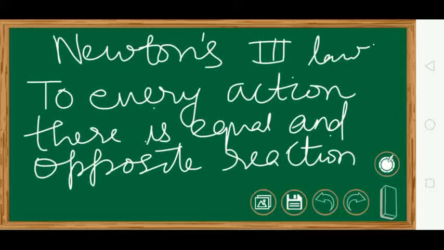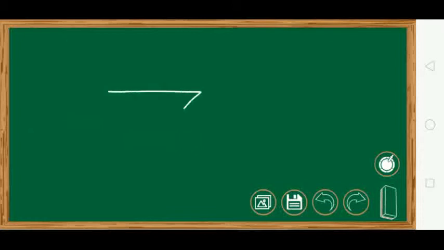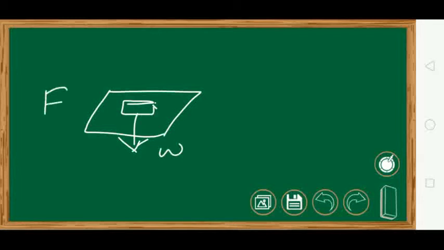Now let us consider some examples. First one, suppose this is a tabletop and you have a book kept. Now the book is exerting a force in the downward direction, that is the weight of the book. So this book is exerting a force, say F1, on the table. Now in response, the table also exerts a force F2 on the book.